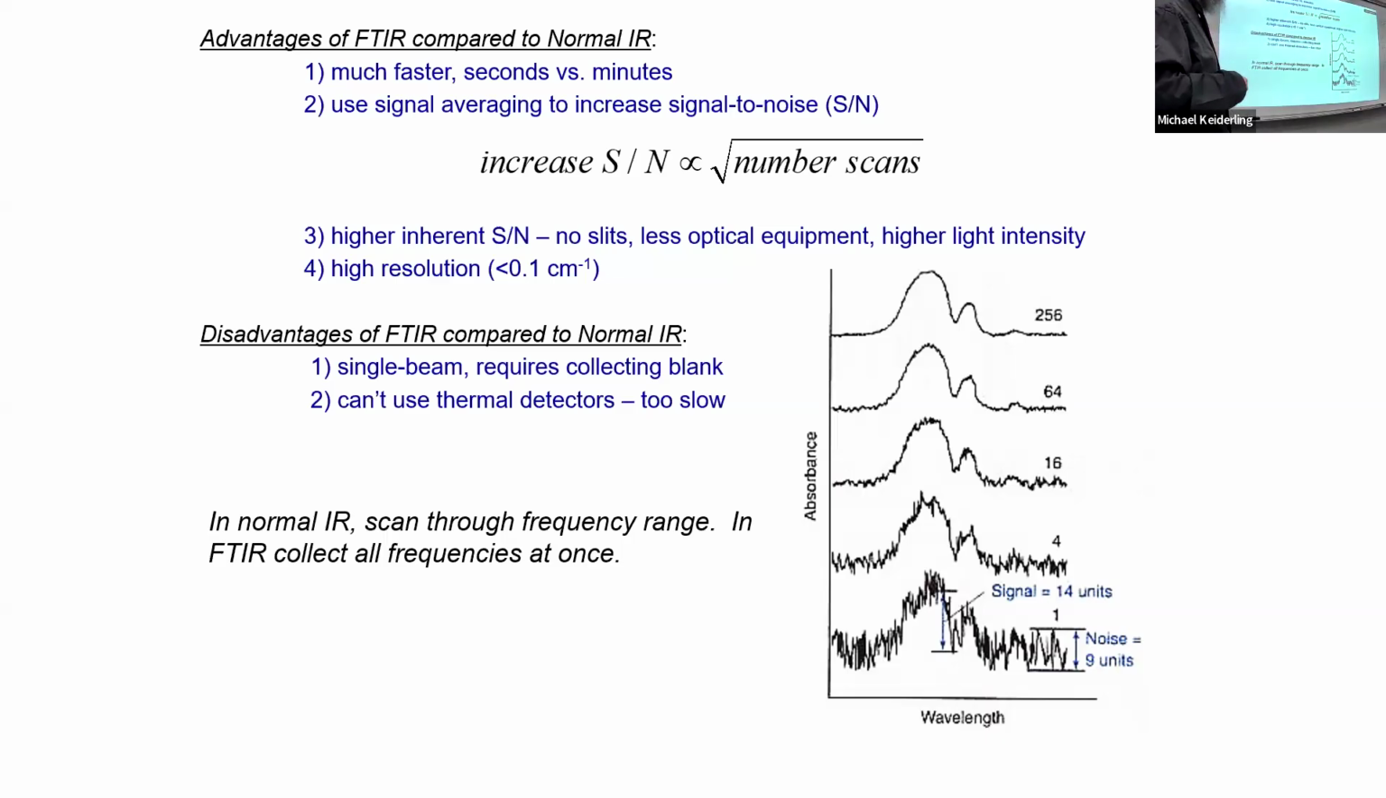Disadvantages: it's single beam, so you have to collect a blank. You can't use thermal detectors, they're too slow, so you have to use fast detectors. And in normal IR, you scan through the frequency range, and in FTIR, you basically collect all frequencies at once. And that's the end of the review.